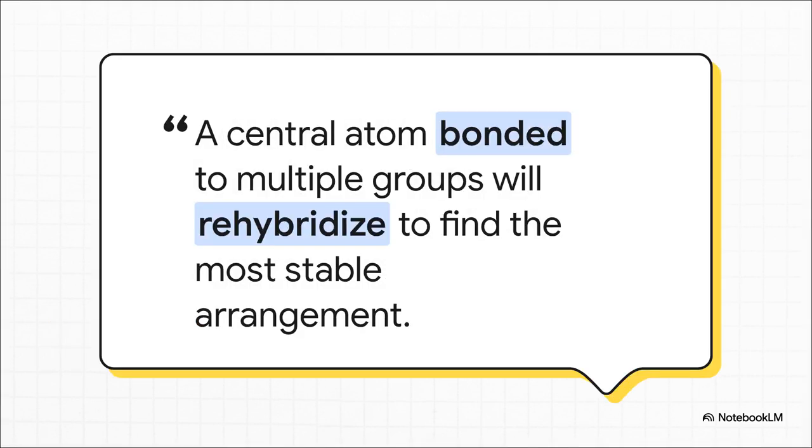Bent's rule is so cool because it shows us that atoms aren't just these boring, static things. They're incredibly dynamic. They're constantly adjusting, fine-tuning their bonds and their orbitals, all in a constant search for the most stable, lowest energy setup they can possibly find. It's an absolutely elegant system.